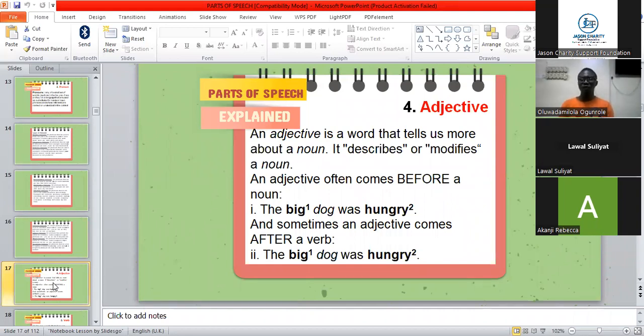So if you have your subject as your noun and everything before your verb, every other thing after it will be your predicate. Any adjective that you have in the predicate section is called a predicative adjective. Just as we said, an adjective that comes before a noun in a sentence is called an attributive adjective, but one that comes after a verb in a sentence is called a predicative adjective.